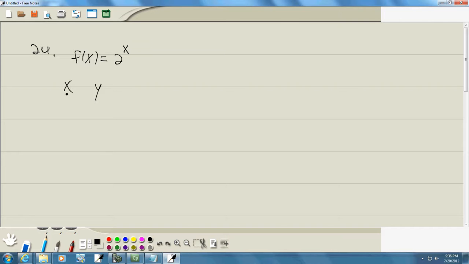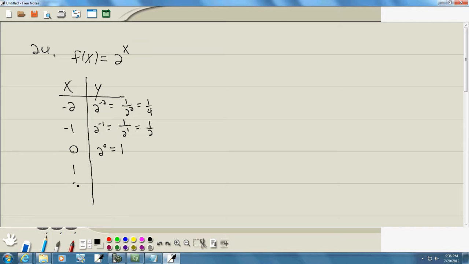So let's just create some data points using a t-chart. If I put in negative 2 for the x, then I'd have 2 to the negative 2, which is 1 over 2 squared, which is 1/4. Put in negative 1, I'd have 2 to the negative 1, which is 1 over 2 to the first, which is 1/2. If I put in 0, anything to the 0 power is 1. And if I put in 1, 2 to the first would be 2. If I put in 2, 2 squared would be 4. And 2 to the third, I guess I'm doing more of it than I said I was going to.